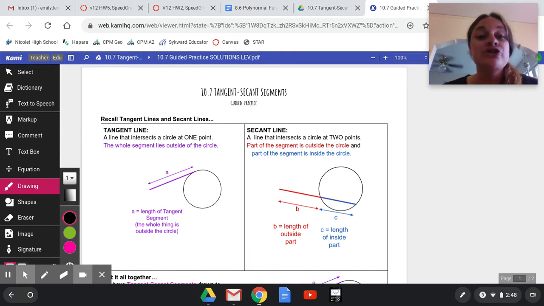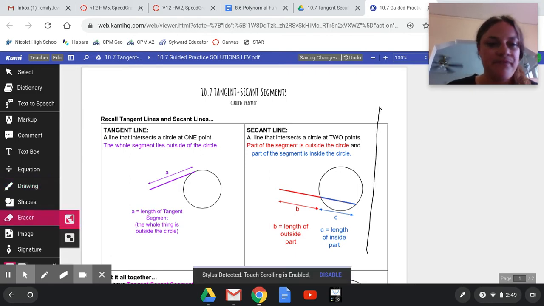Okay, great. So a tangent intersects with the circle at 1 point. A secant intersects with the circle at 2 points, and that creates two different line segments, the outside part and the inside part. Okay.